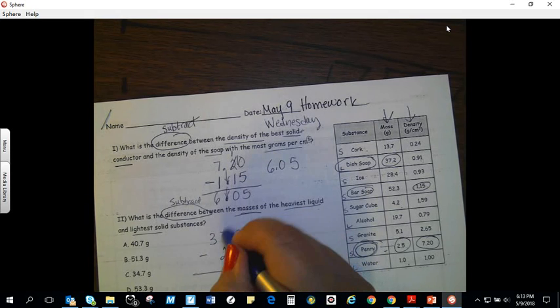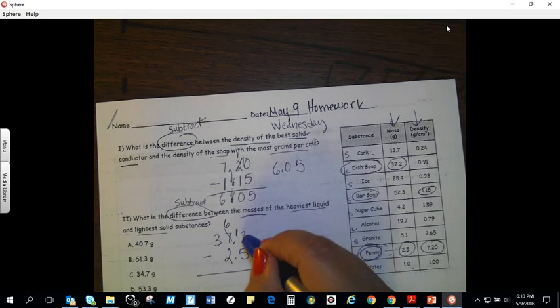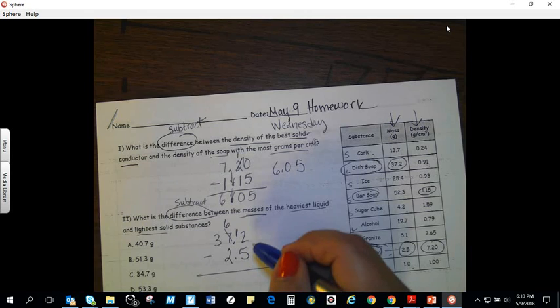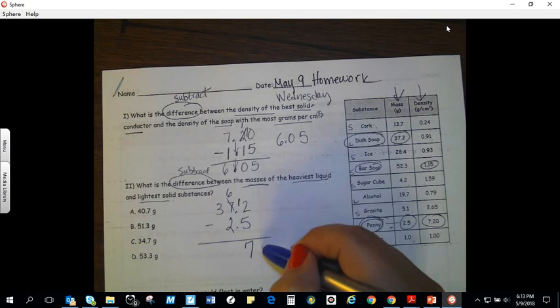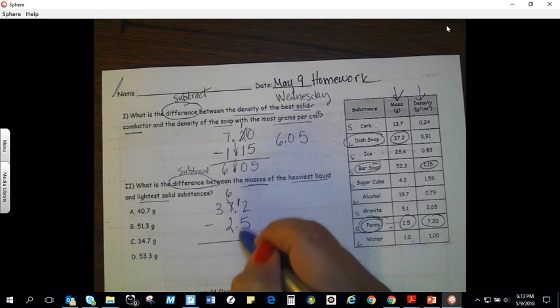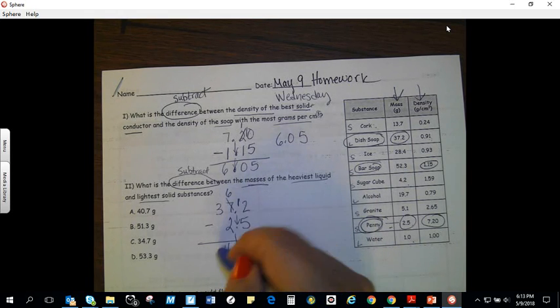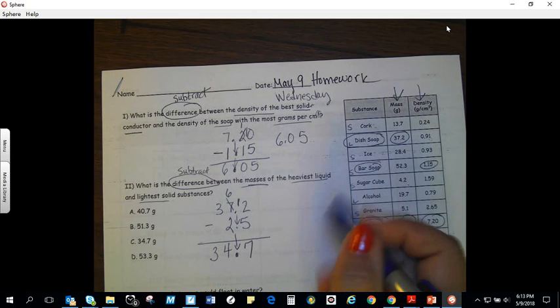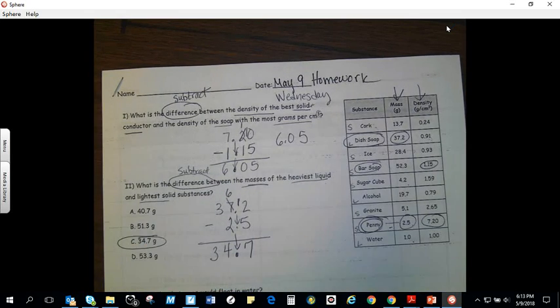Can't take 5 out of 2, so I need to regroup. And this becomes a 6. Take my 1 over to my tenths. So I have 12 minus 5. And it's 7, because 7 plus 3 is 10, plus 2 is 12. Bring down my decimal. 6 minus 2 is 4. 3 minus 0 is 3. So my answer is 34 and 7 tenths, and the answer is C.